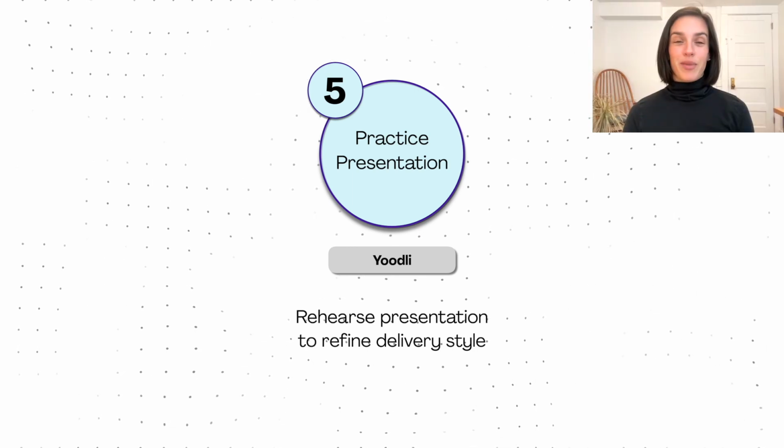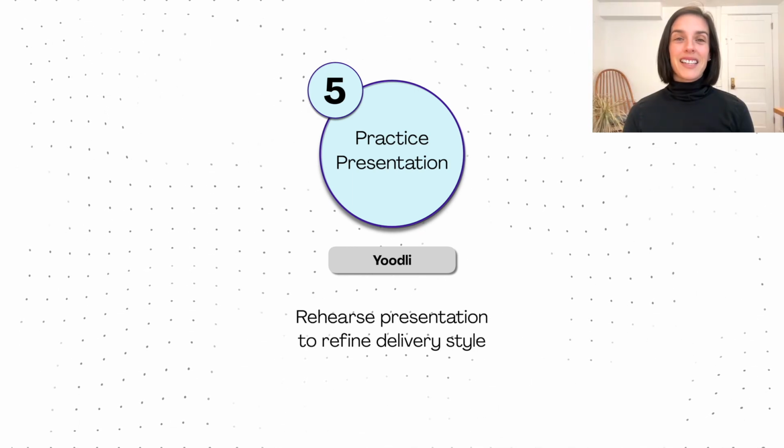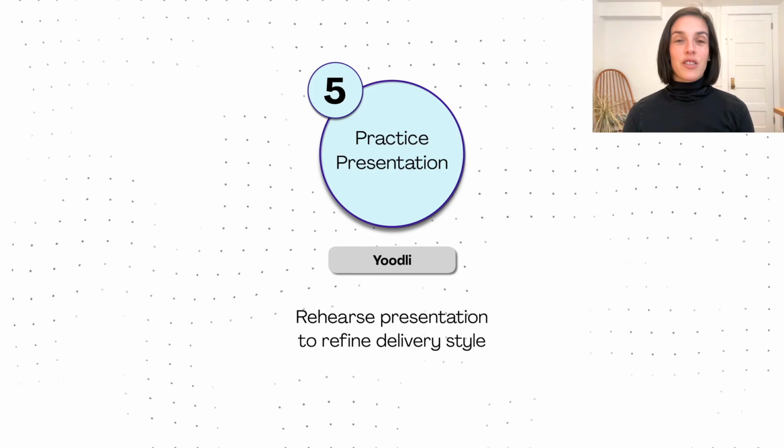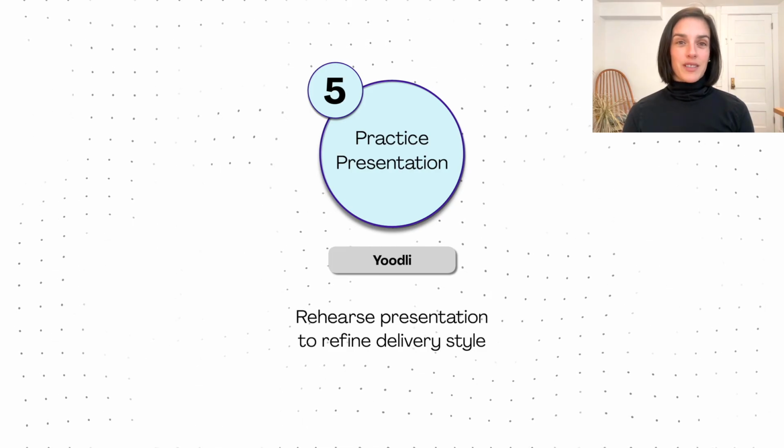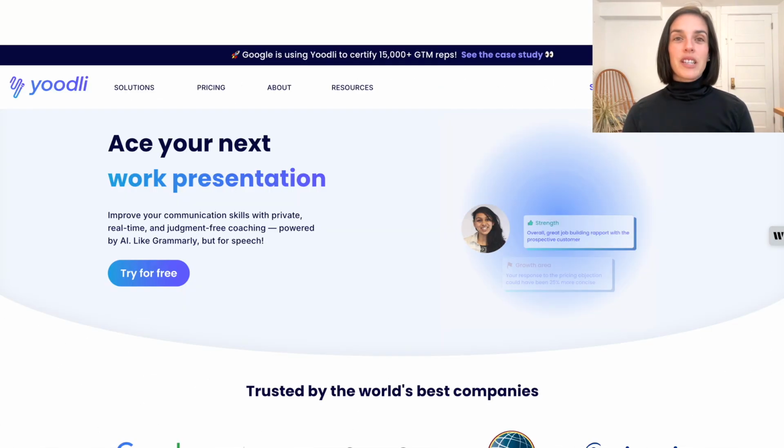So step 5, practice presentation. In this step, we'll rehearse the presentation using Udly to refine our delivery style. Udly is a super powerful AI tool for practicing presentations. It provides real-time feedback on pacing, tone, clarity, and filler words. And here's where project managers can really hone their leadership, influence, and communication skills, vital elements of PMI's talent triangle, power skills. Other tools similar to Udly are Orai, VoiceVibe, Speechify.